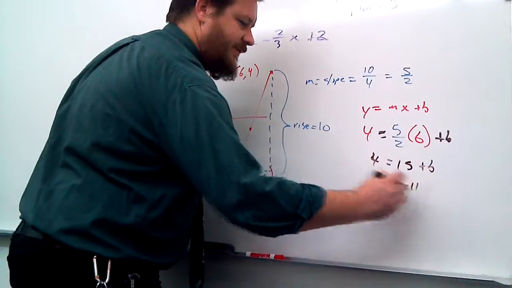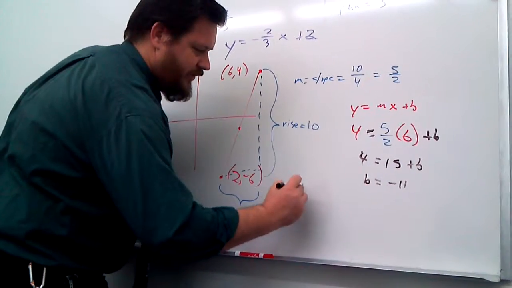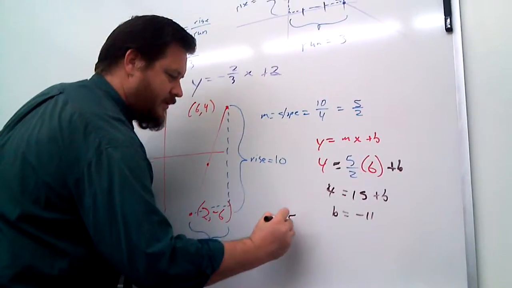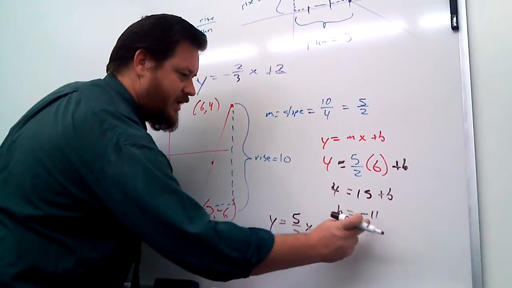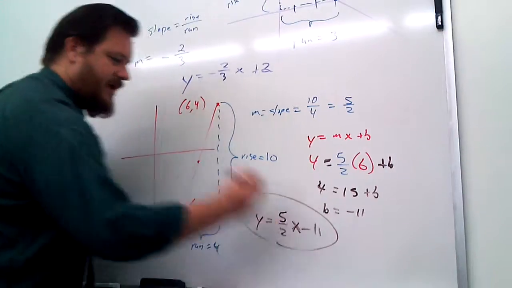Negative 11. Which makes sense. It's way down here somewhere. So now we can put together our equation. Y equals m, the slope that we found, x plus b, which is negative 11, and now we have the equation of our line.